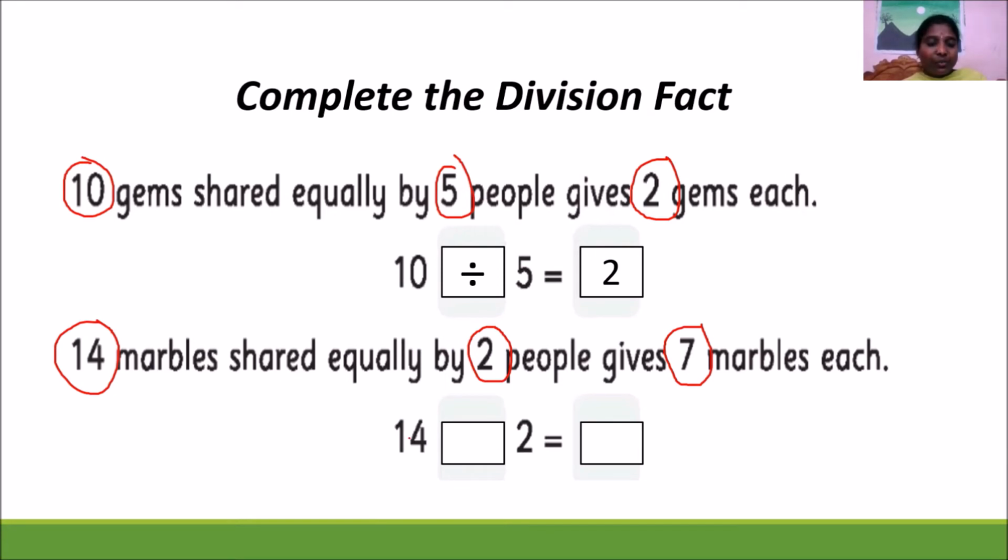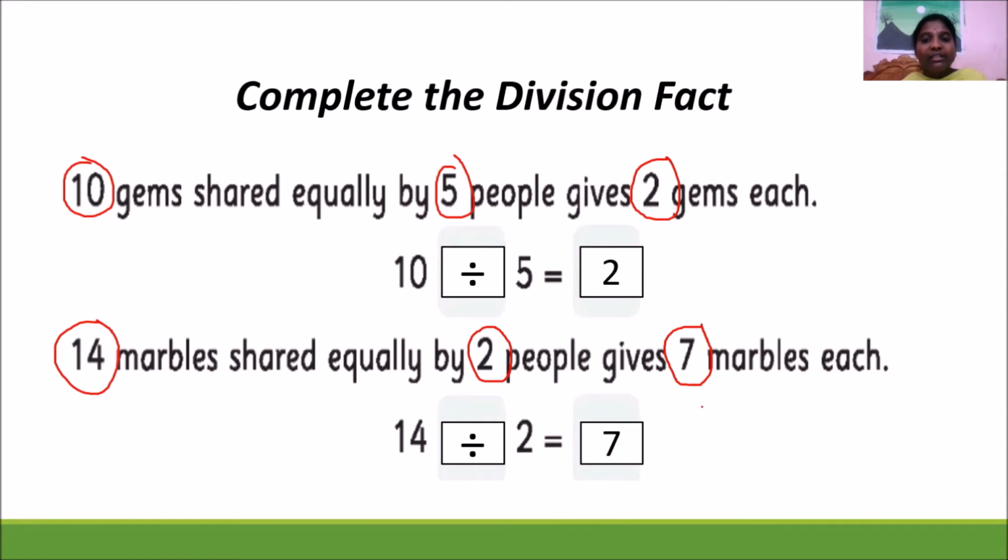14 is the dividend and 2 is the divisor. In between, we have to write the division symbol. It should be read as divided by. 14 divided by 2 equal to, the quotient is also given here. What is that? Very good. It is 7. Write 7 here. We can read this division fact: 14 divided by 2 equal to 7.